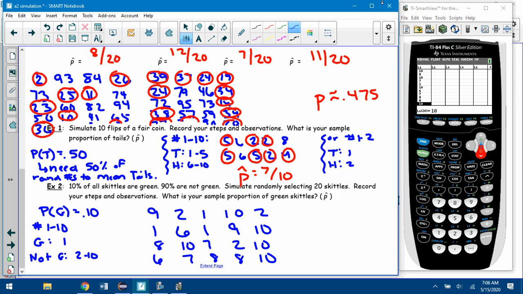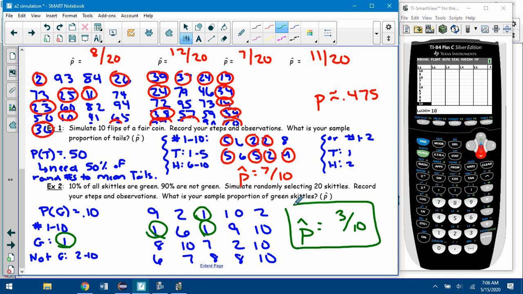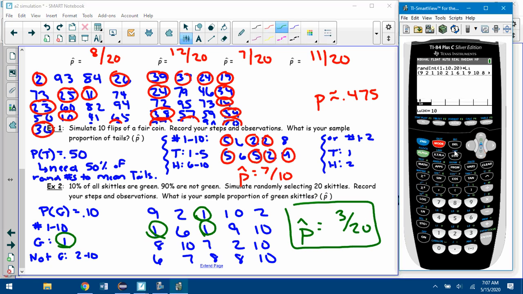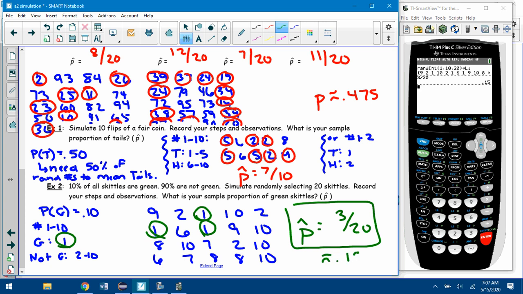I was looking for my proportion that were green. So those are all the numbers ones. So 1, 2, 3. So my p hat, a little more than 10%. It's 3 out of 10. But that's my sample proportion of green Skittles. Just kidding. I didn't take 10. Sorry. 3 out of 20. And 3 out of 20 is closer to 10%. 0.15. So that's close to 10% being green. I could believe that.